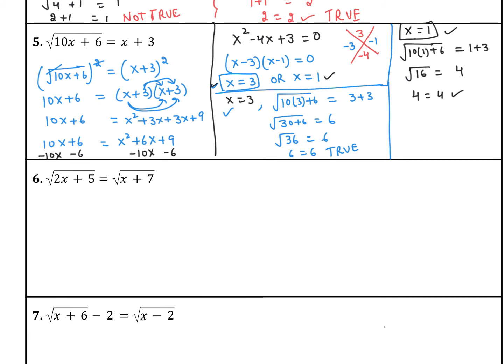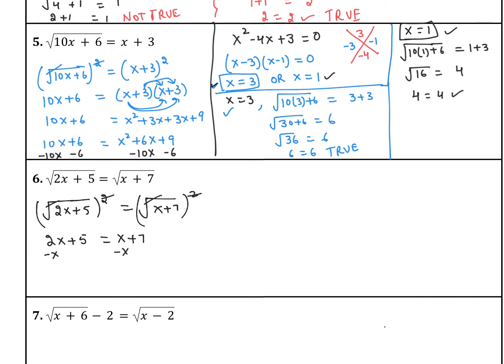Next, you have a square root on both sides, which means you can take a square on both sides to get rid of the square root symbol, and then you're going to get the x value. So you got 2x plus 5 equals x plus 7. So this is a linear equation, which means it's easy to solve. So you got x plus 5 equals 7. Subtract 5 on both sides, you got x equals 2.